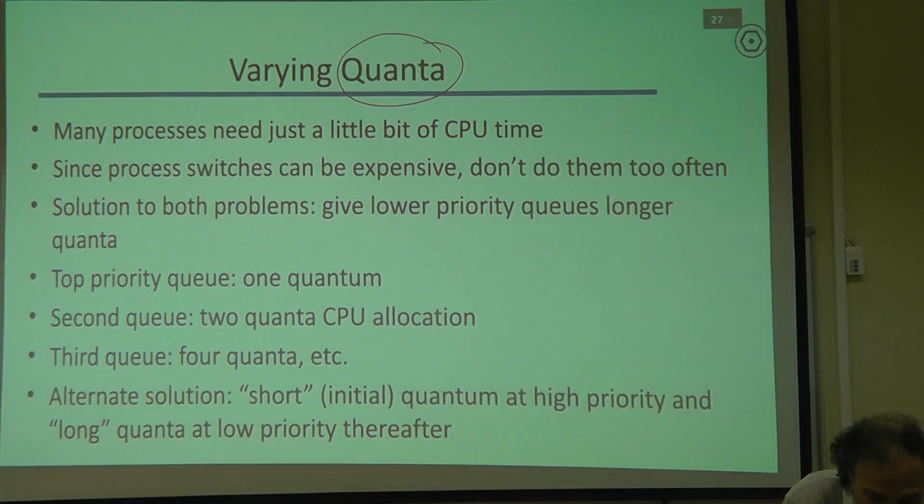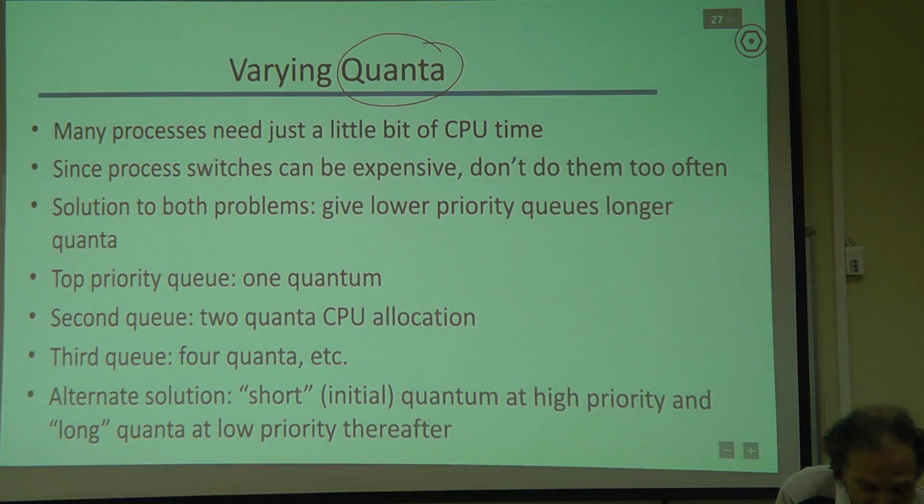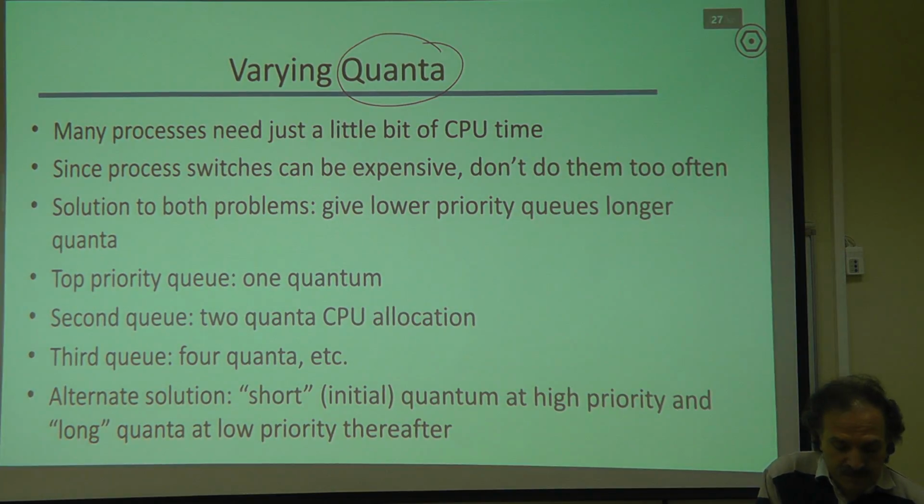For example, for the top priority queue, they have one quantum only, let's say 50 milliseconds. For the second queue, you have 100 milliseconds. For the third priority queue, you have 200 milliseconds of quantum time. So the solution is varying quanta. It's counterintuitive, but it works. Give smaller amounts of quantum time for the high priority jobs and larger amounts of quantum time for the low priority jobs. That's what they do.